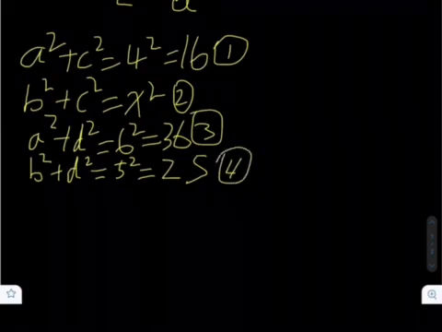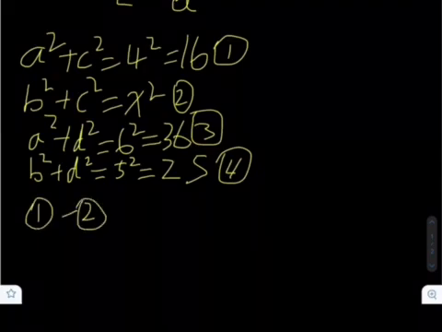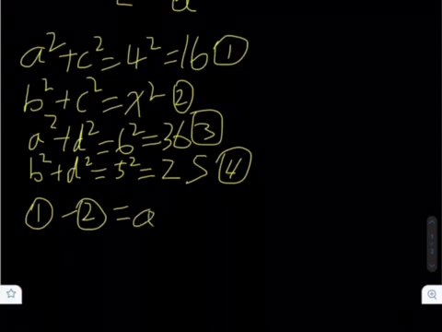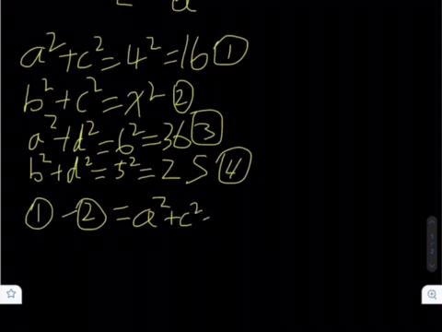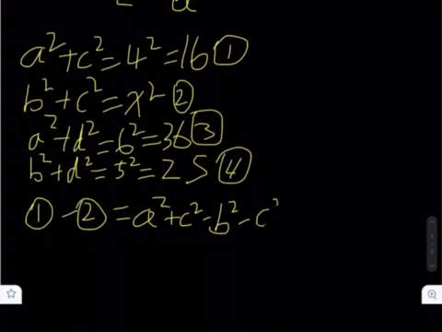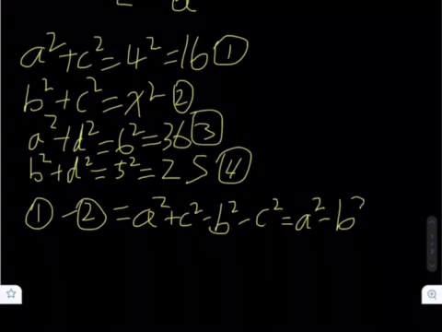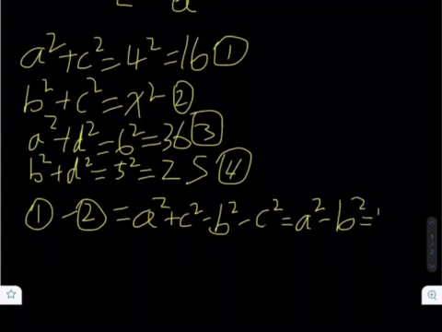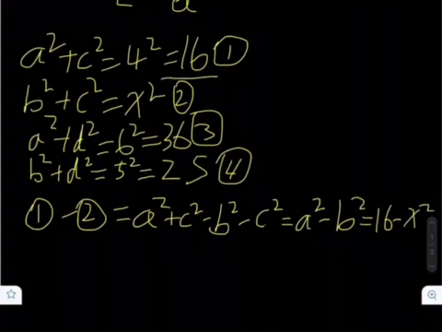Now we're going to minus equation 2 from equation 1. So that's equation 1 minus equation 2, which is A squared plus C squared minus B squared minus C squared. And the C squares cancel out, so that's A squared minus B squared, which is also 16 minus x squared because of up here.